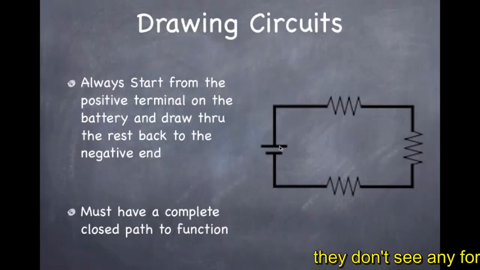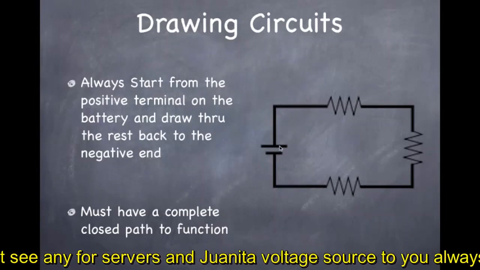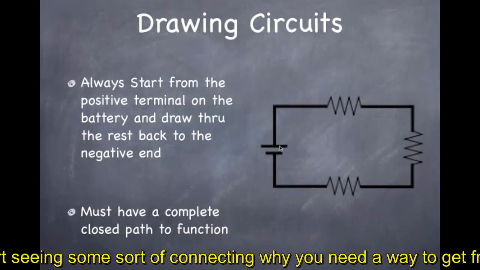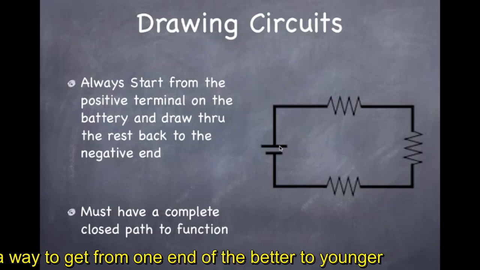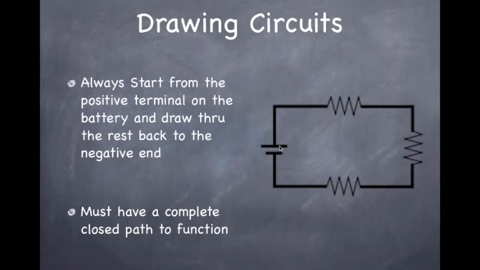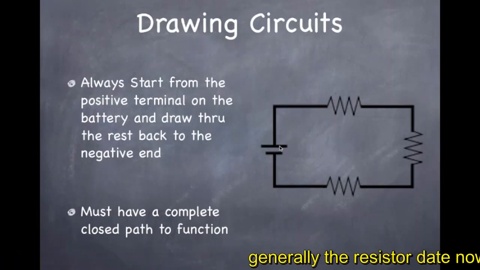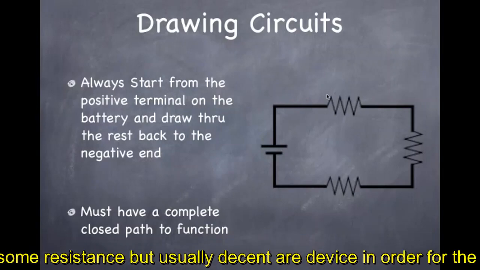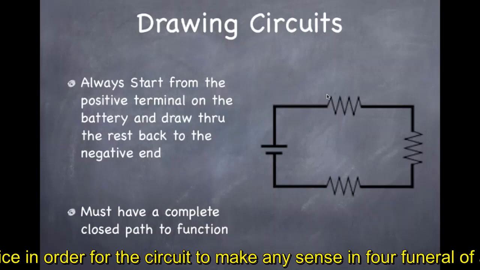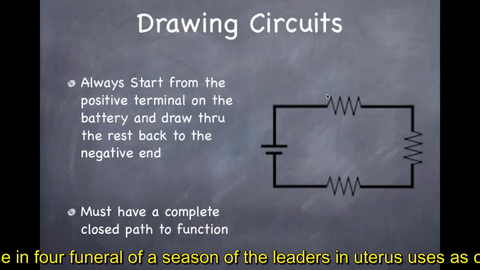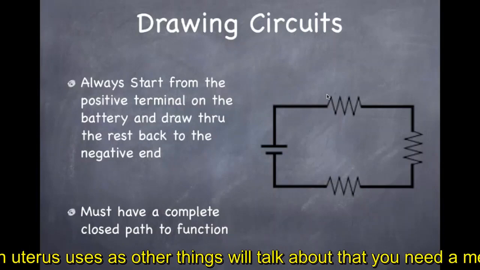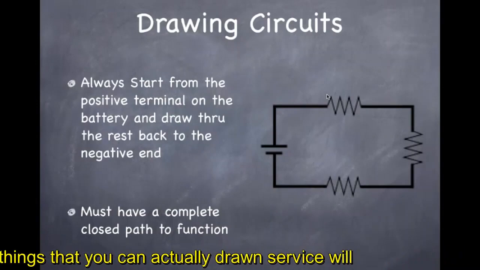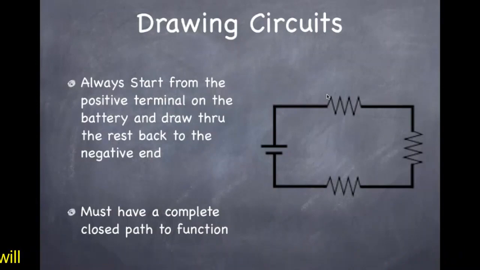Things that you need for a circuit: number one, you need a voltage source. You always have to have a voltage source, otherwise you don't have a circuit. Number two, you need some sort of connecting wire. You need a way to get from one end of the battery to the other. Generally, you need a resistor. Wires themselves have some resistance, but usually you need some sort of device in order for the circuit to make any sense. And fourth, you're going to have a lot of other things: voltmeters, ammeters, fuses. There's other things that we'll talk about that you can draw in the circuit as well.